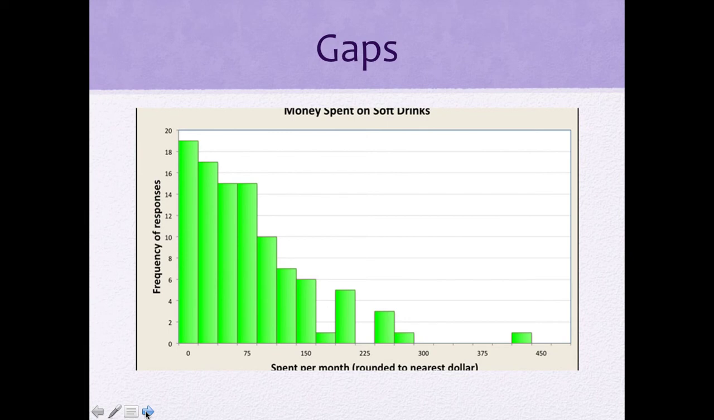So then looking at this same graph, talking about gaps, you have a gap from about $300 to $400 where there's no data, and then all of a sudden there's another piece of data. So a gap is where you've got ranges in your graph where there isn't any data occurring, a kind of blank spot in your graph.